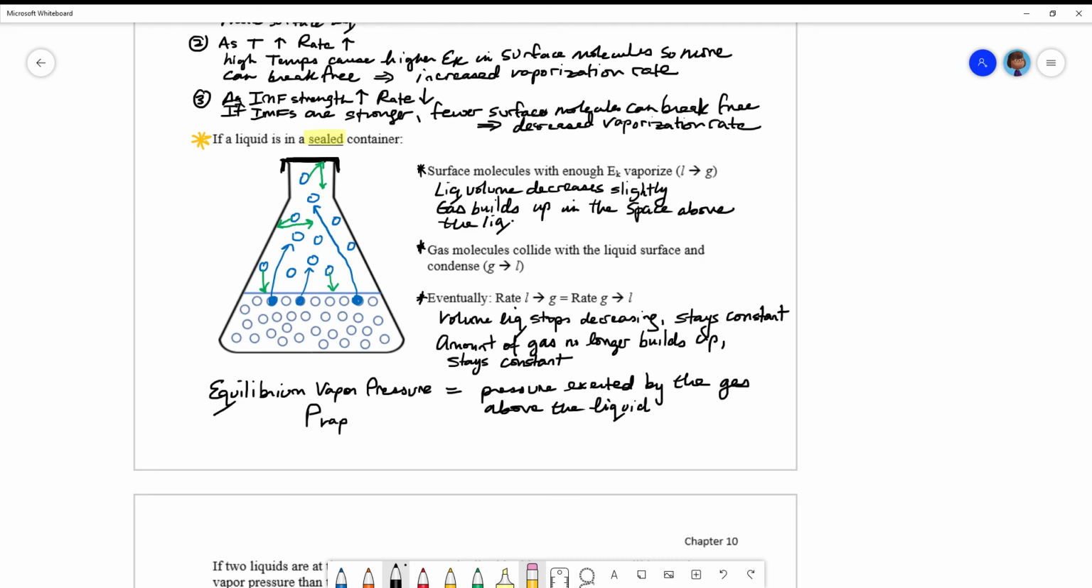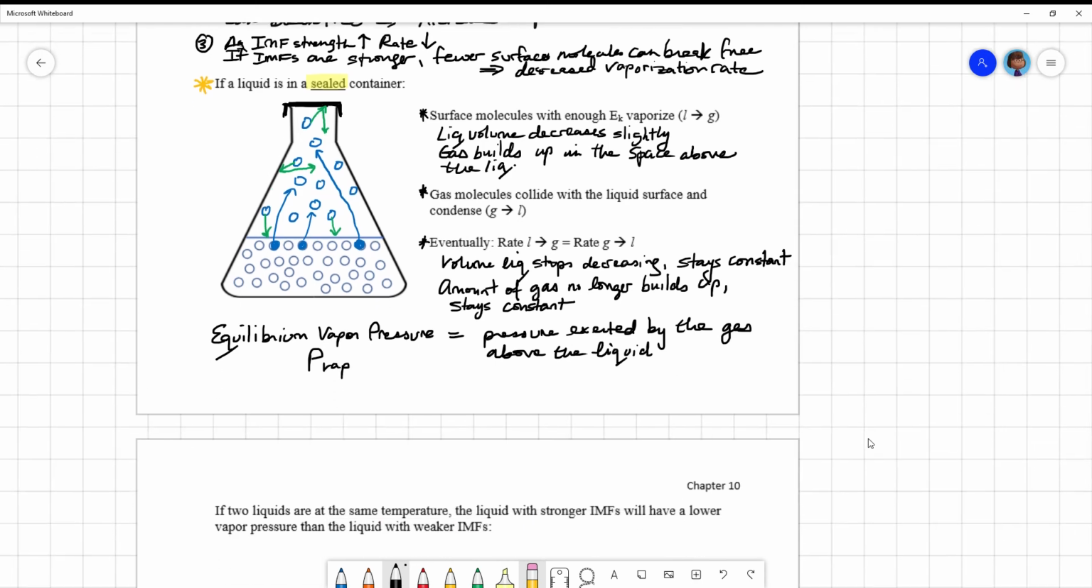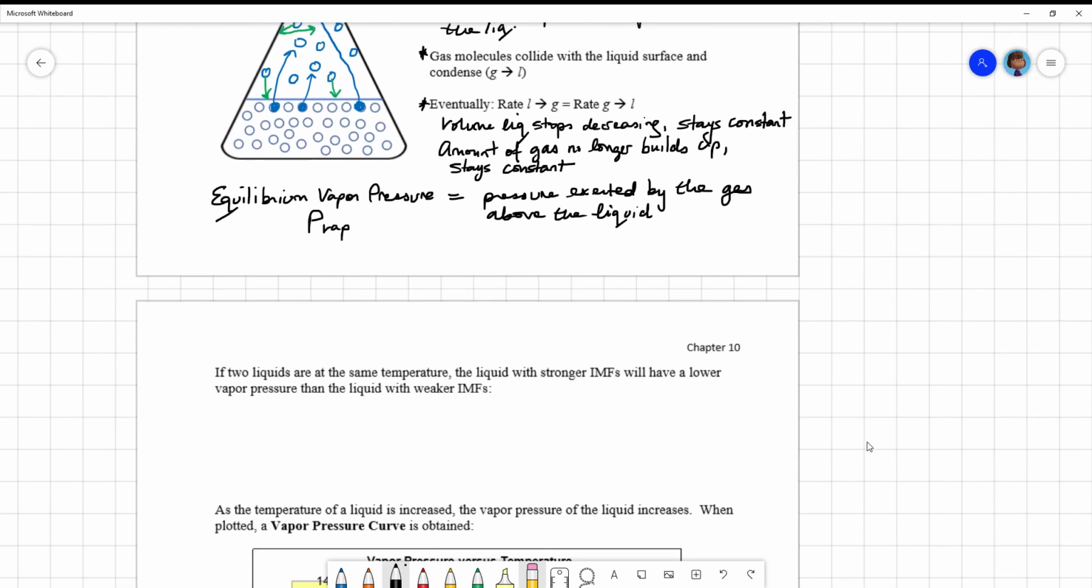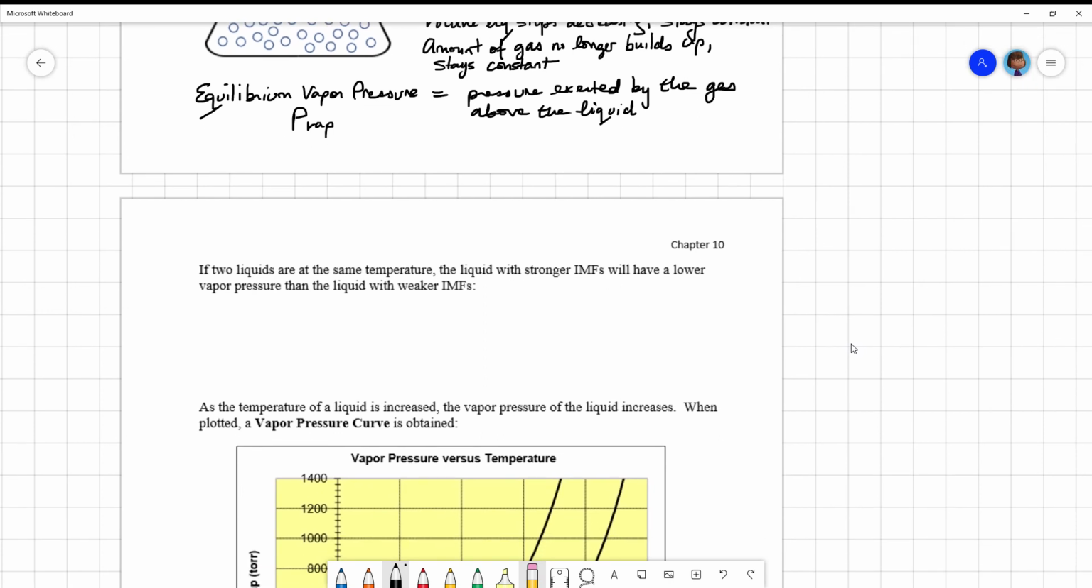The pressure of the gas that collects above the liquid as a result of two processes taking place: surface liquid to gas, gas back to liquid. When these processes are at the same rate under equilibrium conditions, the amount of gas that we end up with is exerting a pressure, and that is our vapor pressure. Okay. Now that we know what vapor pressure is, and all liquids will have a vapor pressure if they're in a sealed container.